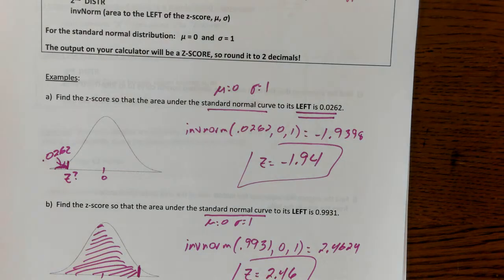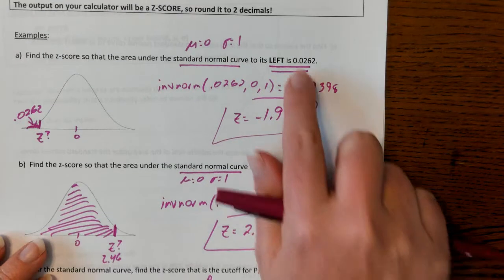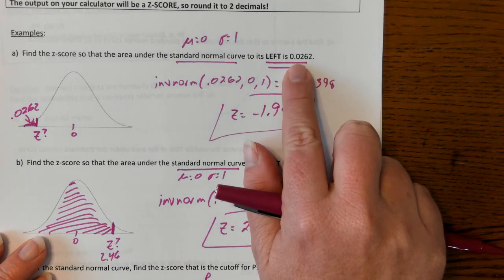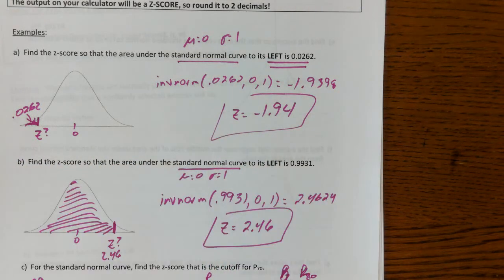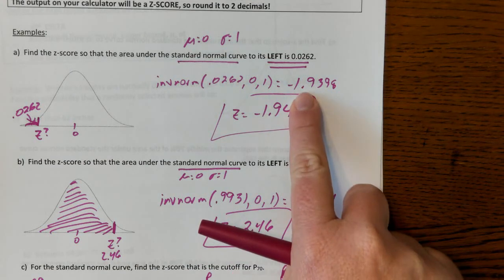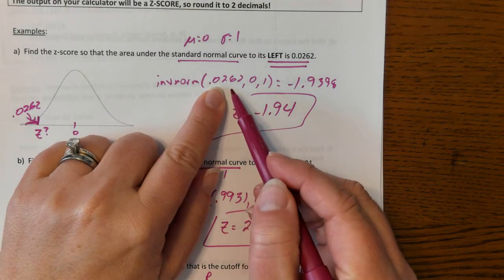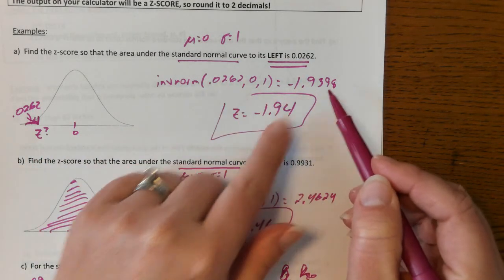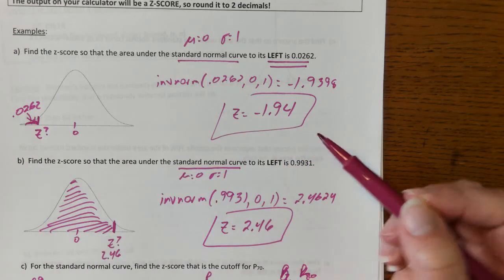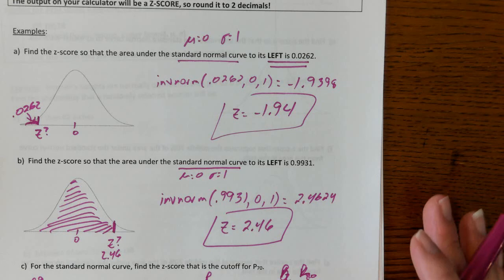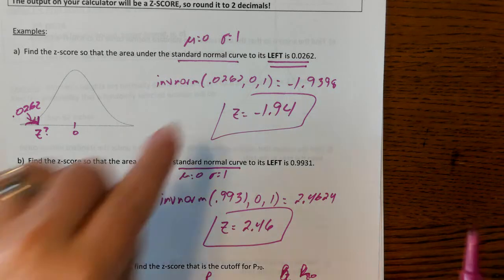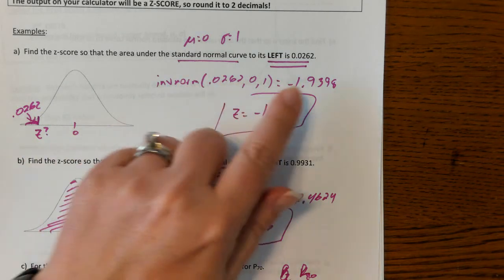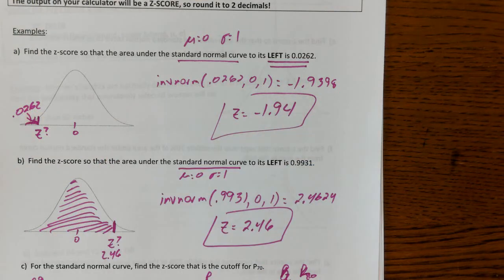Some of the later problems, like on page 5, they gave us an area. They told us the area and they gave us a 4-digit number. That means we have to use inverse norm. That means we tell our calculator, hey calculator, I'm going to give you the area, you give me the z-score. Okay? So we plugged in the area into inverse norm and out came the z-score, which we rounded to 2 decimals. So keep that in mind as we're working problems. Normal CDF means you know the z-score, you want the calculator to give you the area. Inverse norm means you know the area, you want the calculator to give you the z-score. So just watch carefully for that.